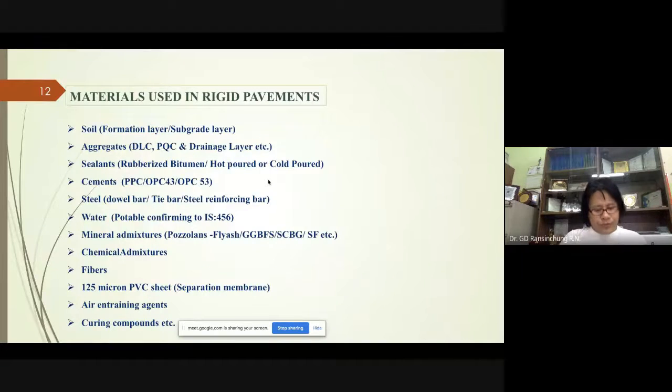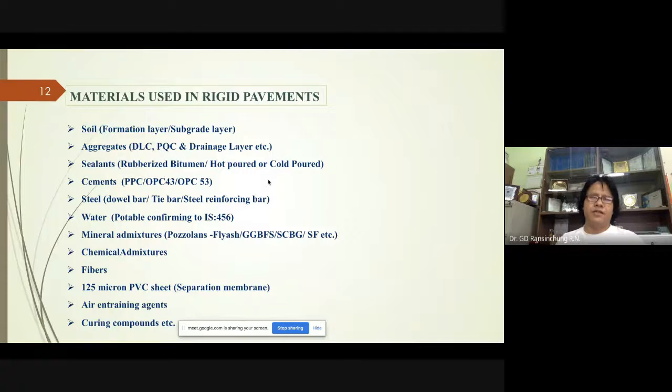So for construction of rigid pavements in the Indian market, we have different types of cement. PPC is one of them, and we prefer PPC. PPC is the pozzolana Portland cement. It is a cement blended with fly ash. Then there is ordinary Portland cement, OPC. In OPC we have different grades: OPC 33, 43, 53, and so on.